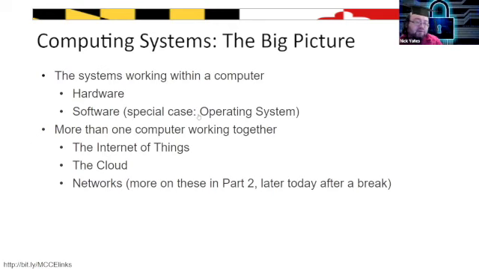But computing systems also deals with more than one computer working together. And so we'll talk in this section about the Internet of Things and how that is more than one computer working together. We'll talk about the cloud. And of course, networks are exactly that definition, more than one computer working together, connected to each other, exchanging information. And so more of that will be in part 2 later on today.